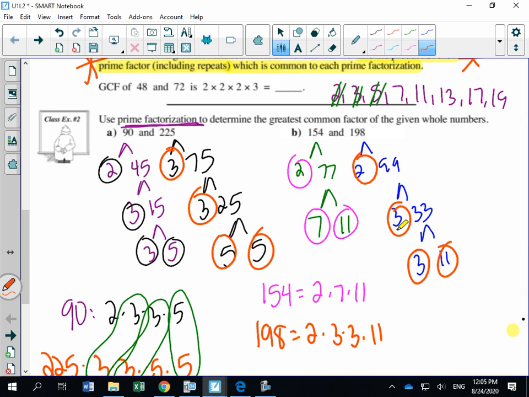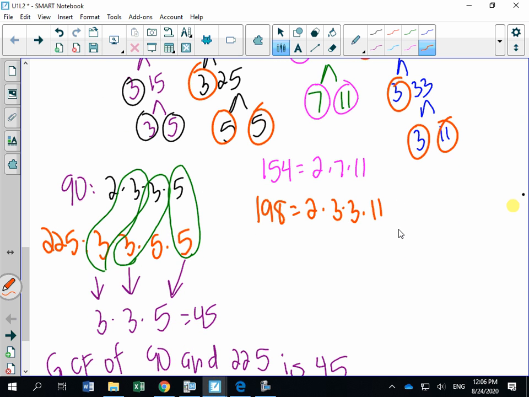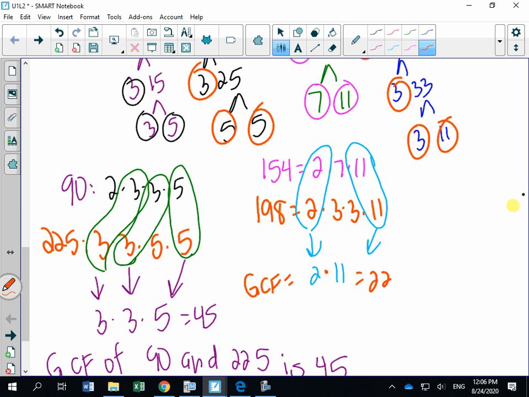Now what we have to do is circle the prime factors that are common to each. So I hope you see that that 2 I could circle because it's common to both. And that 11, I could circle that guy there. Those are the only 2 numbers that are common to each. So we're going to take out a 2, we're going to take out 11, and the answer is those 2 numbers multiplied. So the GCF of 154 and 198 is 2 times 11, and that is 22. That's what the GCF is.